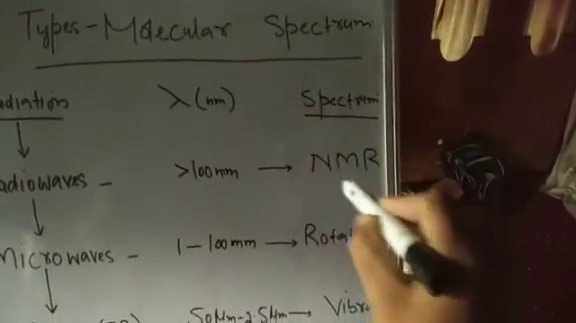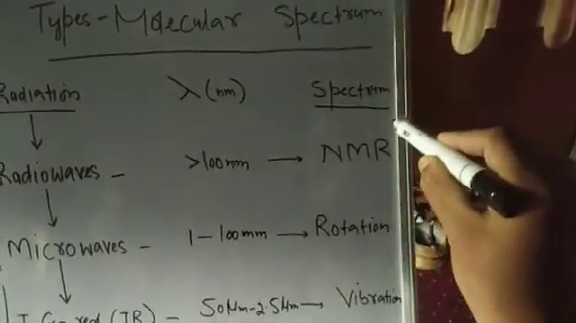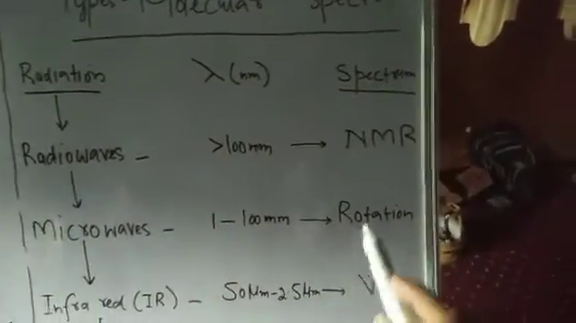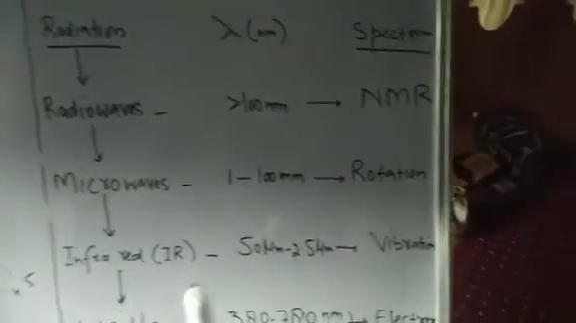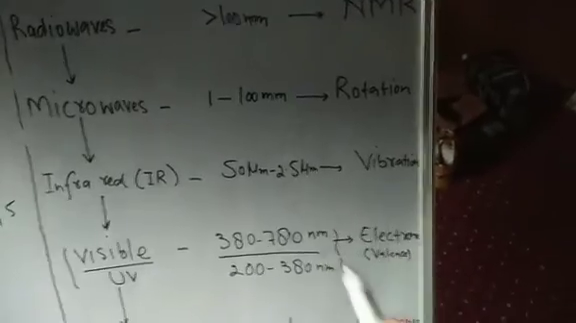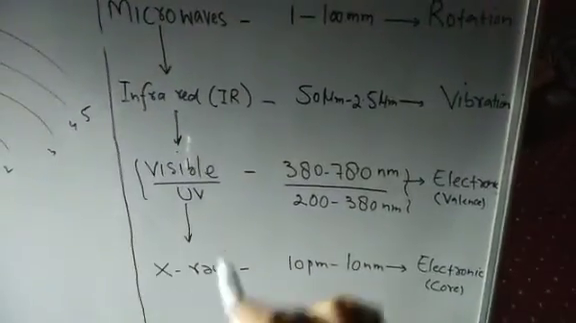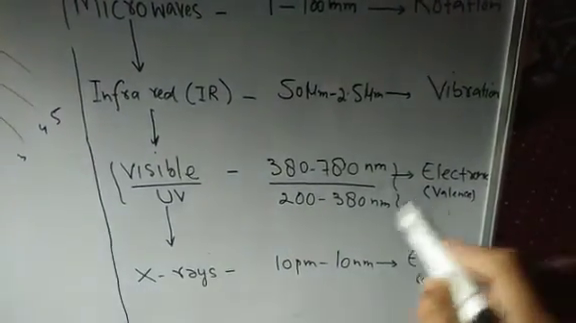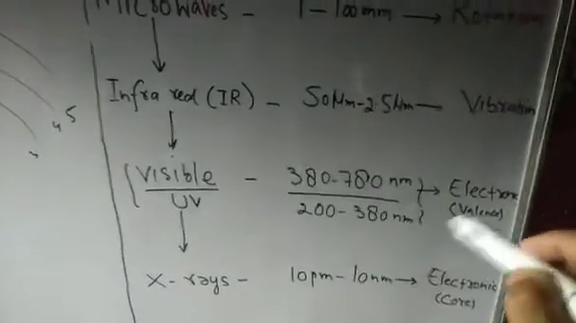And on the right side, we have the changes which take place in the molecule. Here we have changes in the nuclear energy levels. In this case, rotation of the molecule. In this case, it leads to vibration of the molecule. In this case, it leads to the electronic excitation. In this case, it is also electronic excitation, but of the core electrons.